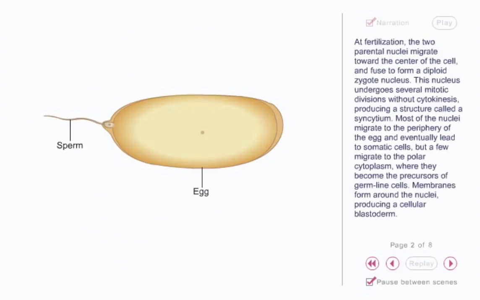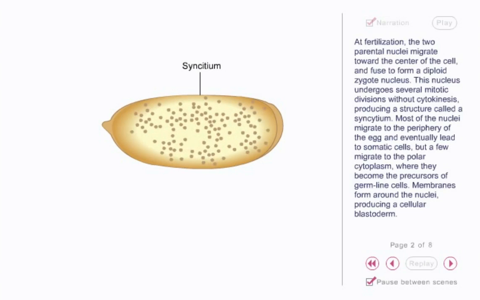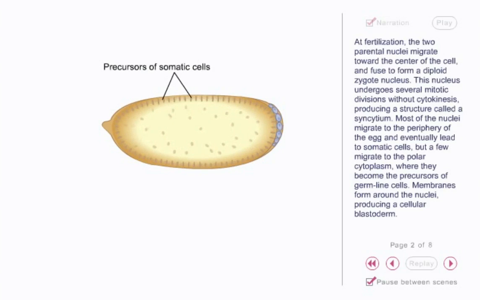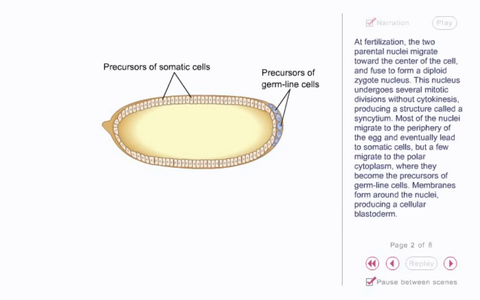At fertilization, the 2 parental nuclei migrate toward the center of the cell and fuse to form a diploid zygote nucleus. This nucleus undergoes several mitotic divisions without cytokinesis, producing a structure called a syncytium. Most of the nuclei migrate to the periphery of the egg and eventually lead to somatic cells, but a few migrate to the polar cytoplasm, where they become the precursors of germline cells. Membranes form around the nuclei, producing a cellular blastoderm.